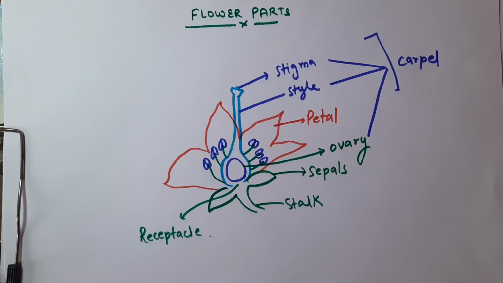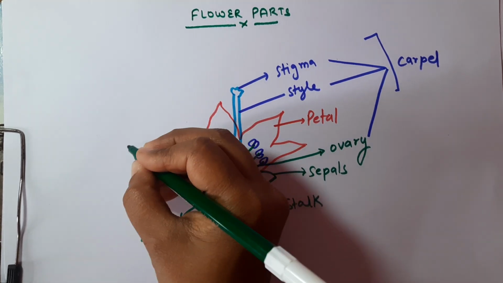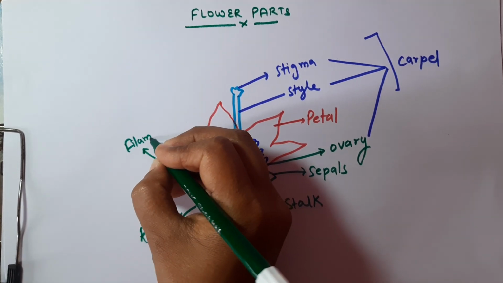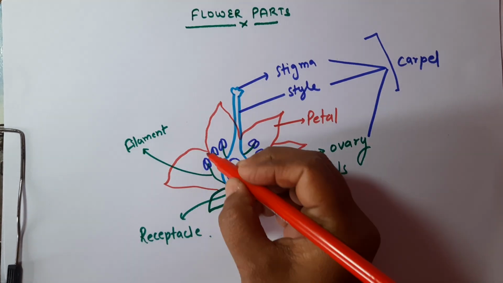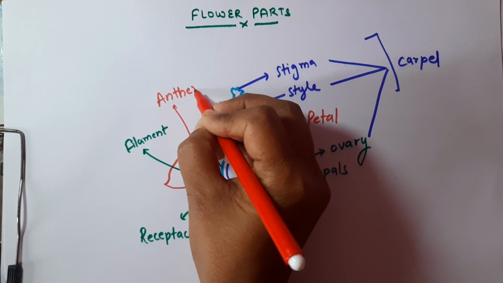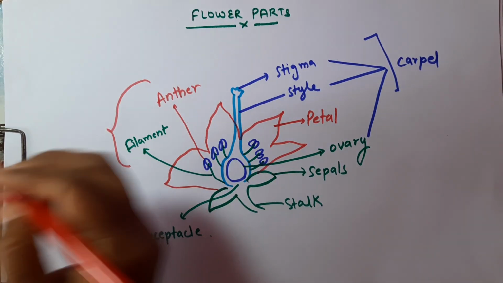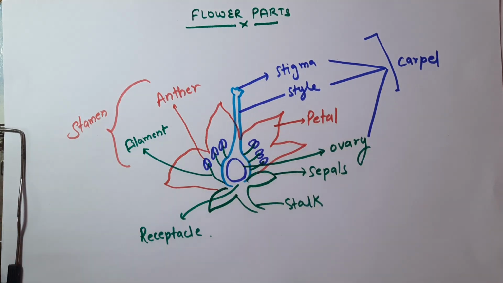Now let's talk about the male portion. So this green stalk is known as filament. It can be of any color in different species. Okay, and this blue portion, this one, is known as anther. Okay, this is the male portion in the flower, and together the anther and the filament are known as stamen. Okay, so this is the general structure of the flower.